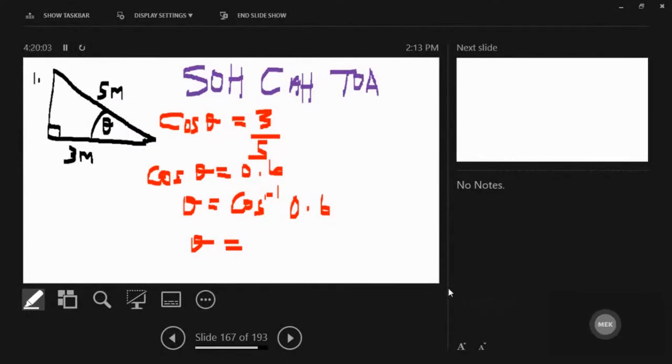Check to see if your calculator has shift, inverse, or second function. And of course, make sure when you're doing trig ratios, always make sure that your calculator is in degree mode and not radian mode. All right, so when I plug in inverse cos 0.6, I get 53.1. And for this exercise, we're going to round to 1 decimal place. So it's 53.1 degrees.